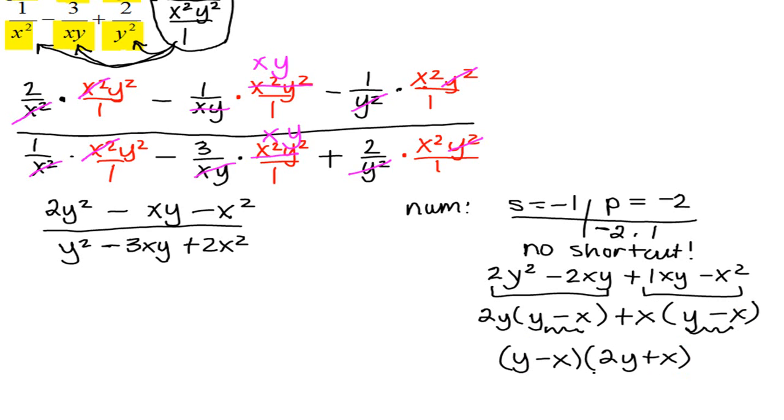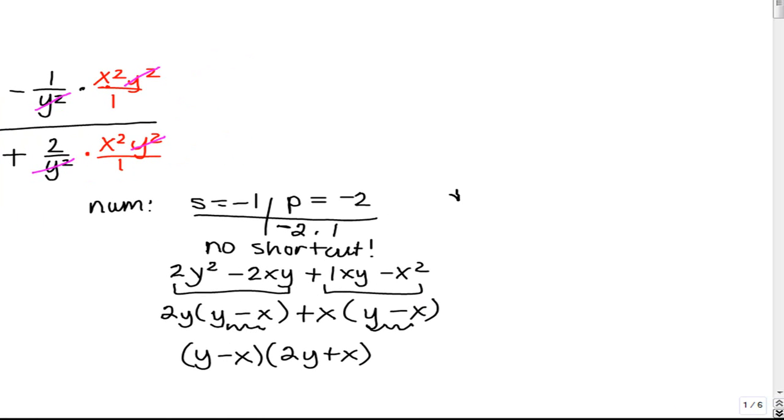So now I have my numerator factored. I'm going to write that in my problem list so I can have it in that order, y minus x, and then 2y plus x. Now I want to factor my denominator.